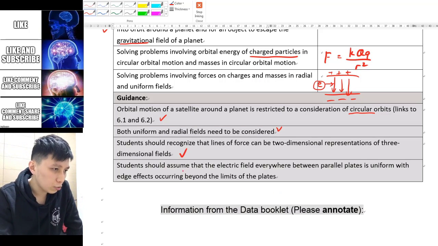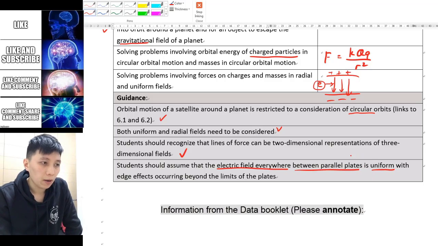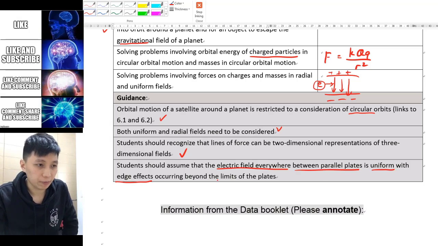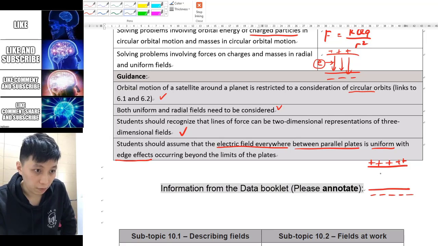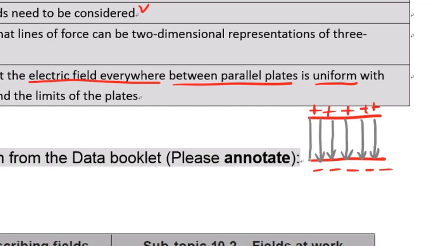And lastly, you should assume the electric field everywhere between the parallel plates is uniform, except when you have the edge effect at the very boundary of the plate. So allow me to draw again. So if I have a positive terminal connected to a negative terminal here, then the field lines should be drawn in the same uniform density, probably something like this, with the side showing a curve, which is the so-called edge effect.